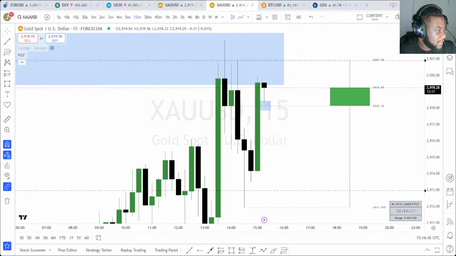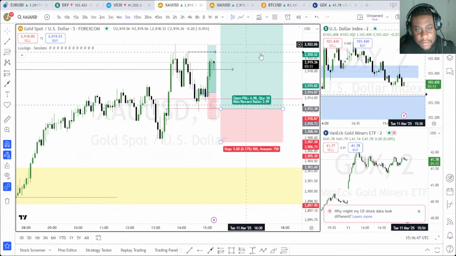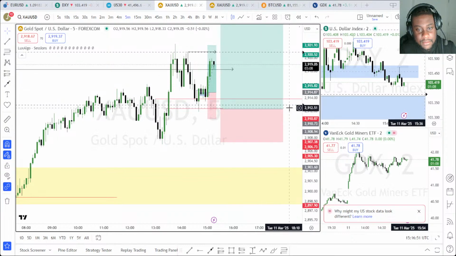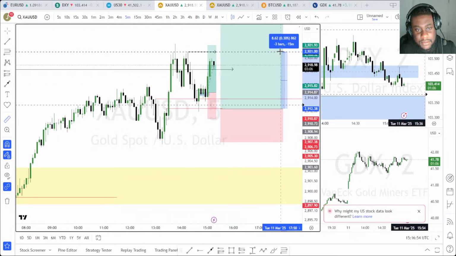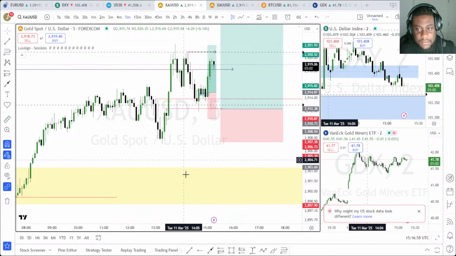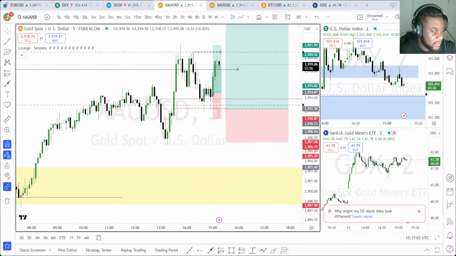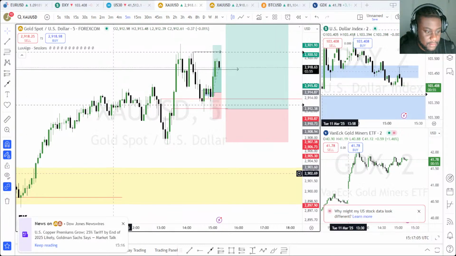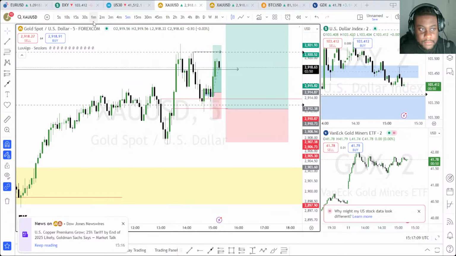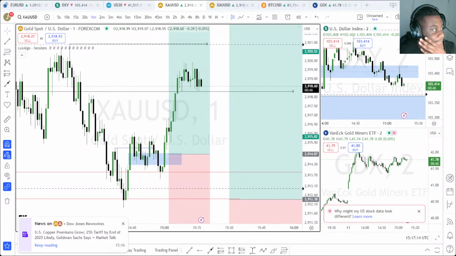What's TP3? TP3 is 29.22. Did we hit it? No, we didn't hit 29.22. I think that's 100 pips. Yeah, that's 100 pips, that's around here. Guys, anyone in this? I mean, I tell you what, yeah.